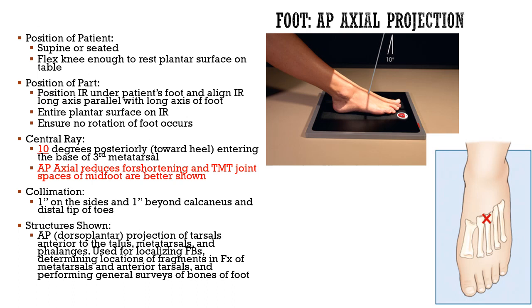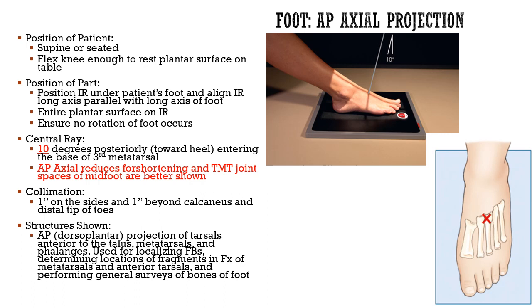On the AP axial projection of the foot, we're going to have the patient in the same position as we did for the toes. Then we're going to have the plantar surface resting on the table. We're going to have the IR under the patient's foot and align the image receptor's long axis parallel with the long axis of the foot. We want the entire plantar surface on the image receptor, and we want to ensure that no rotation of the foot occurs. The central ray is directed 10 degrees posteriorly toward the heel, entering the base of the third metatarsal.